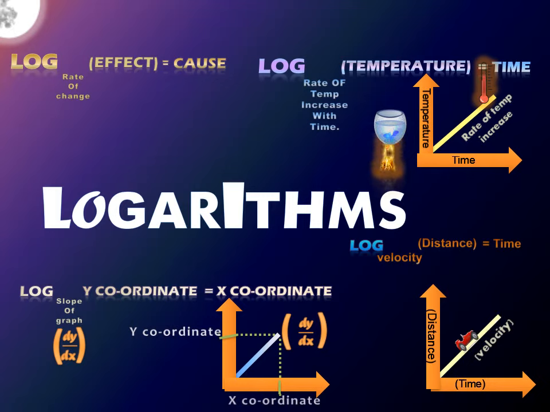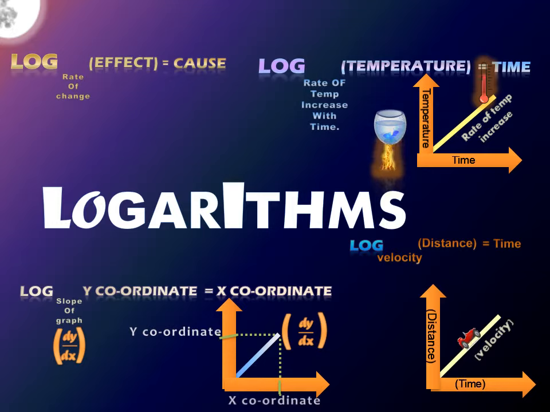So let's say temperature increases by 10 degrees per minute. So it will be log to the base 10, and let's say the temperature right now is 70 degrees. So how much time did it take to reach the temperature of 70 degrees? That is what log gives you. So log to the base of rate of effect gives you the cause.